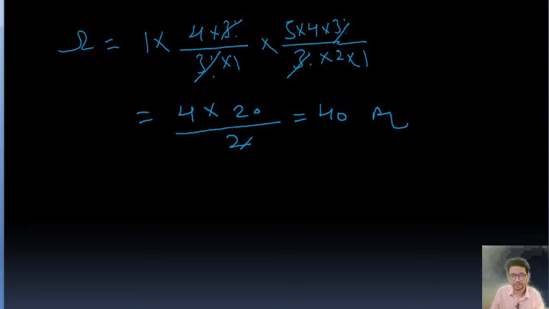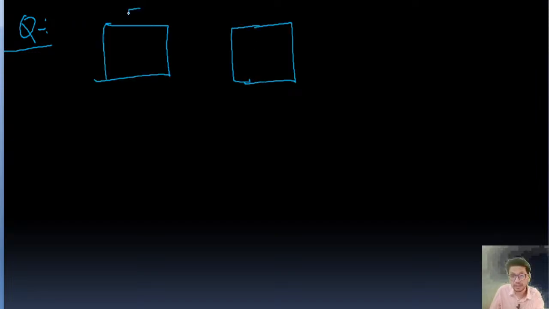Next question. Next question is, we have two energy levels, okay, and this is E1, this is E2.